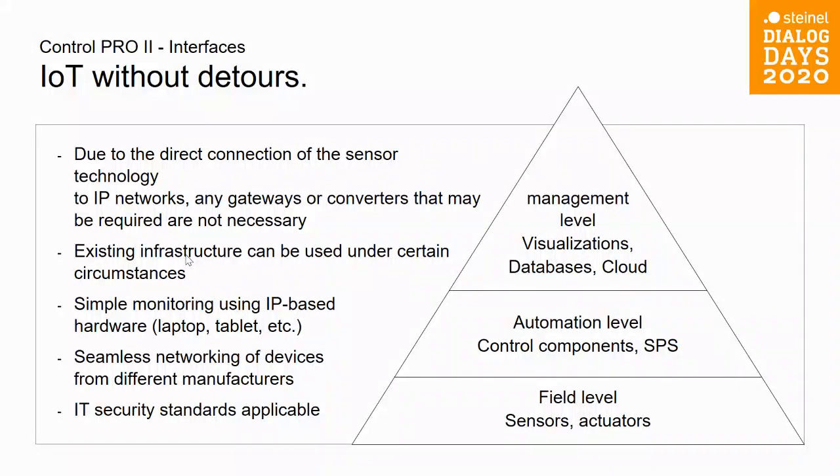So, IoT without detours. Due to the direct connection of the sensor technology to the IP networks, gateways or converters that may have been required before are no longer necessary. This means that the existing infrastructure within the building can mainly be used, and it's simple to monitor or test using IP-based hardware, such as a tablet or a laptop. We have seamless networking of devices from different manufacturers, and the IT security standards are still applicable.